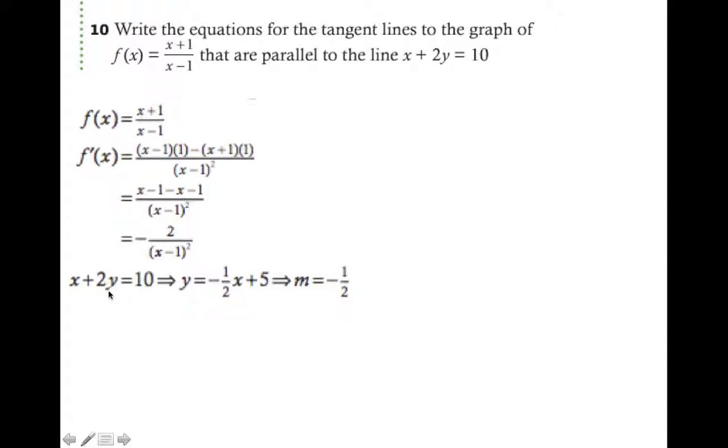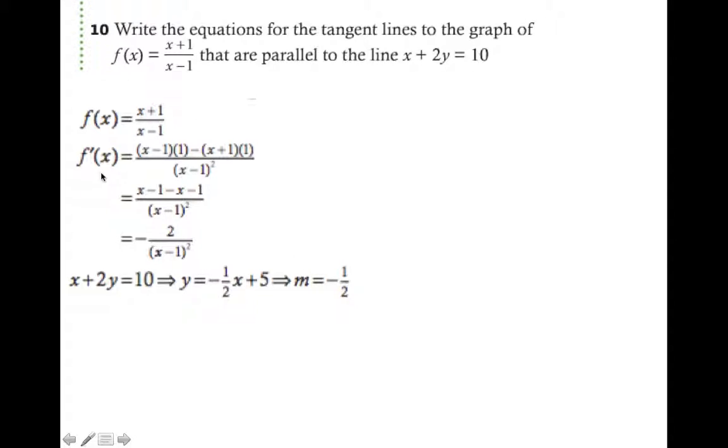Now here's that equation of the line that was given to us up here. We're going to rearrange it to this so that we can get the slope. Once I've rearranged it, I see the slope is -1/2. There's the slope. So now we're looking for lines that are parallel to this one. If they're parallel to this one, they have the same slope, and they have to be tangent to the graph. So they have this slope.